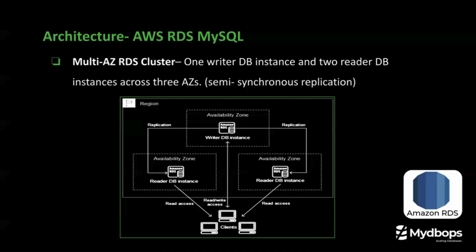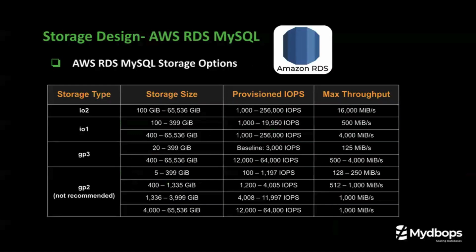Now that we have covered the architecture of RDS MySQL, some of you might have already pictured choosing RDS, going with the features needed for your application. But choosing the right storage type for your RDS services helps you balance performance and cost. AWS RDS offers four different storage types: GP3, GP2, IO1, and IO2.